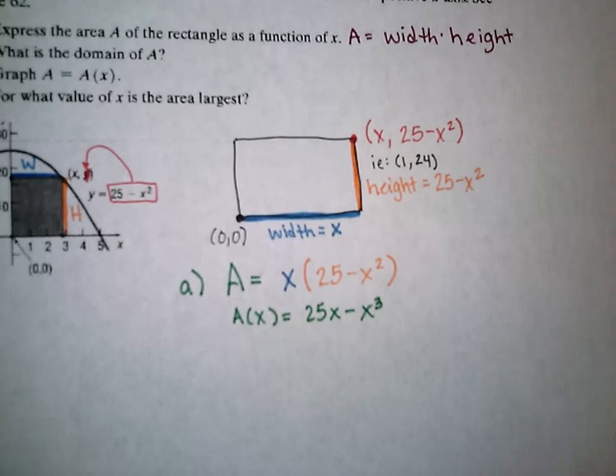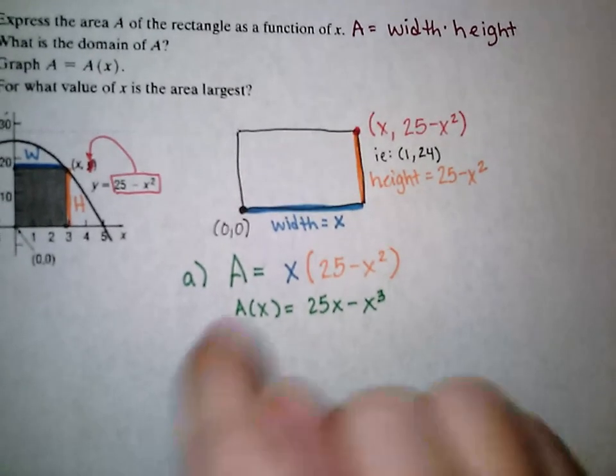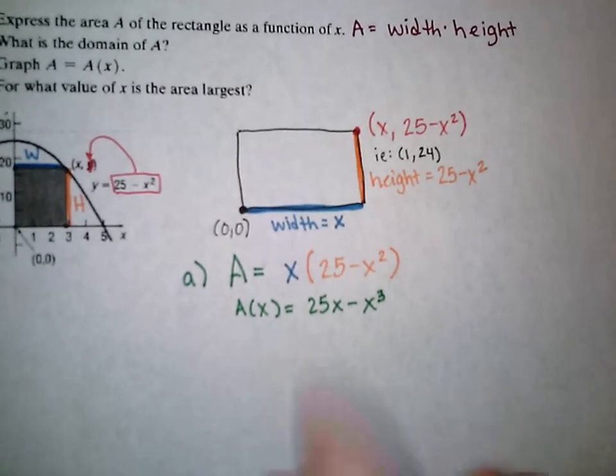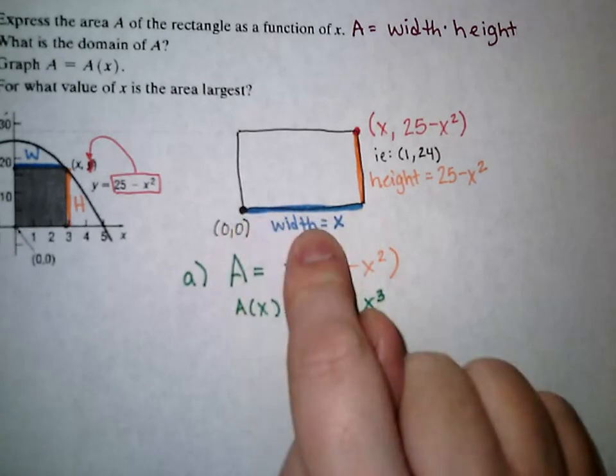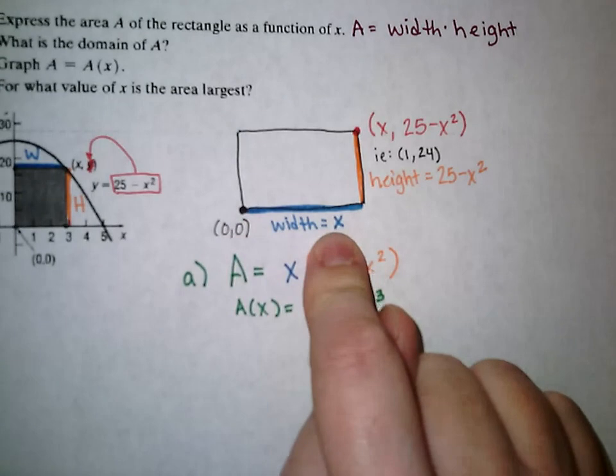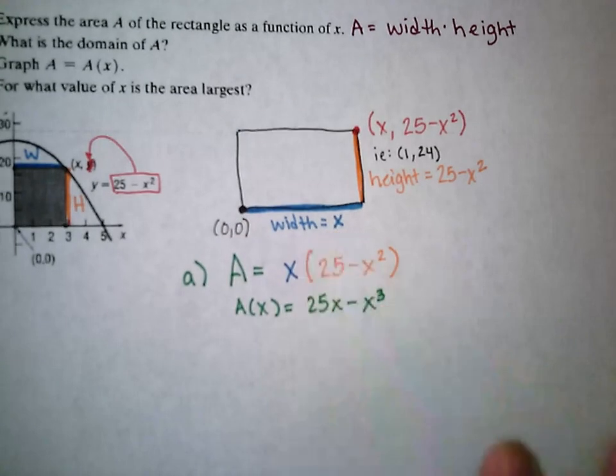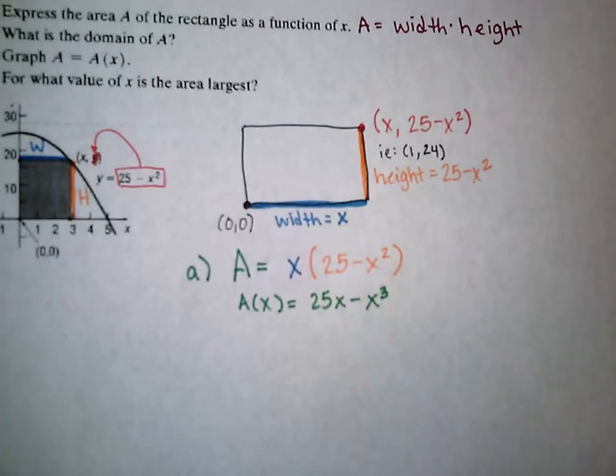So for the domain of A, we would want our width to be something between, like our width can't be 0, right? It has to be bigger than 0. So we know that we want the width to be greater than 0.